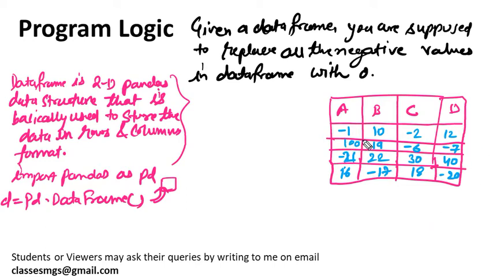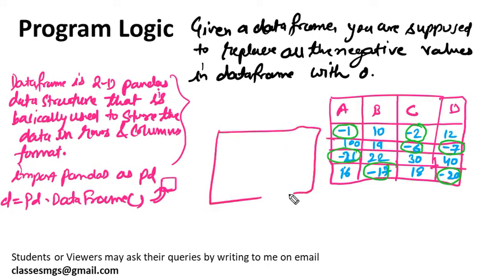Now what you are supposed to do is replace all those negative values. Negative means values that are less than 0. All those values should be replaced with 0. So this is the essential practical. So what should be the resultant data frame? It should look like this.